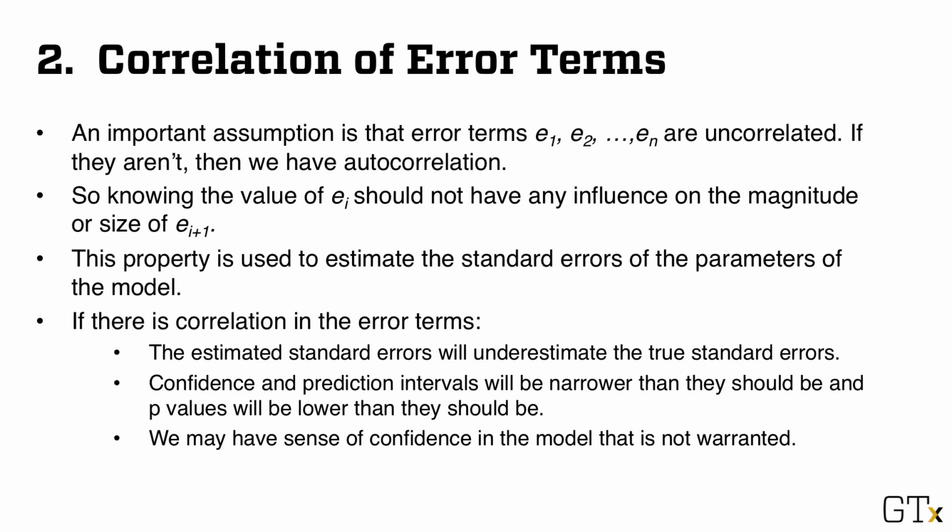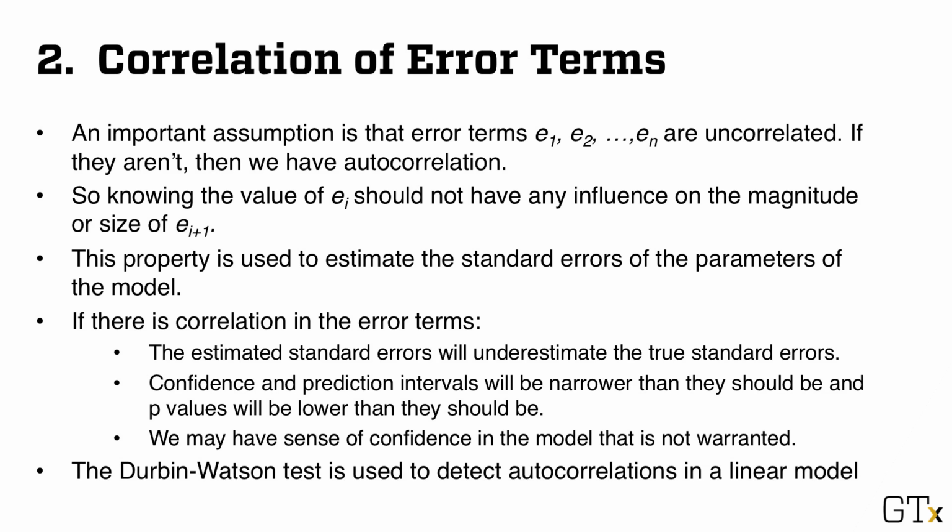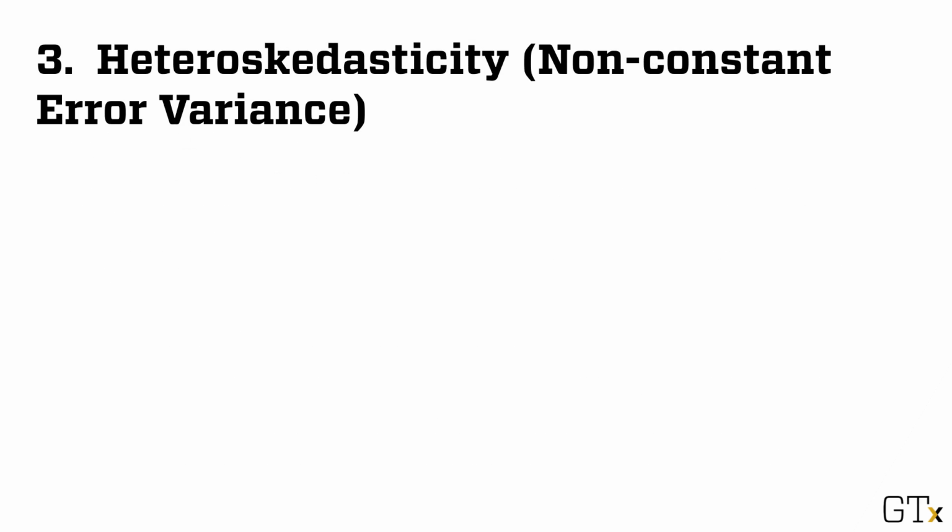The standard errors will underestimate the true standard errors, confidence and prediction intervals will be narrower than they should be, and p-values will be lower than they should be, and we may have a sense of confidence in the model that is not warranted. So one test to detect autocorrelations is called the Durbin-Watson test, and that's available in R and other packages.